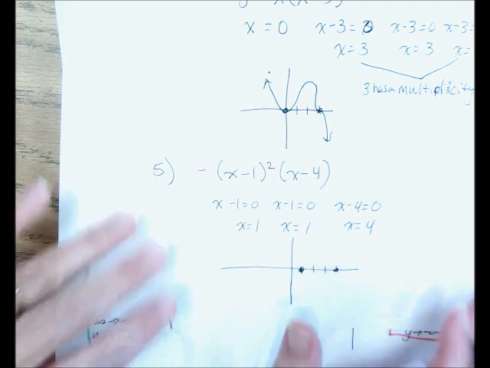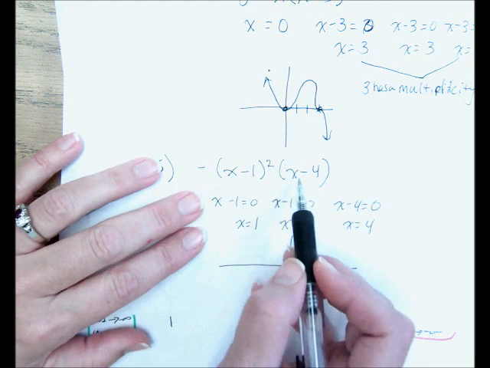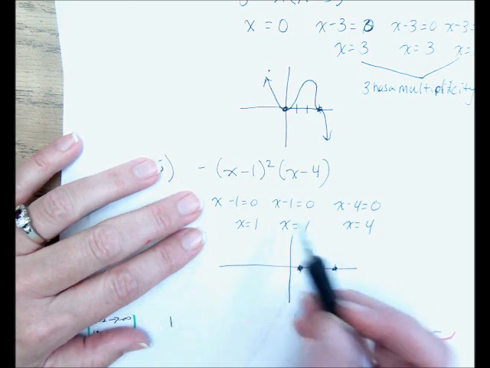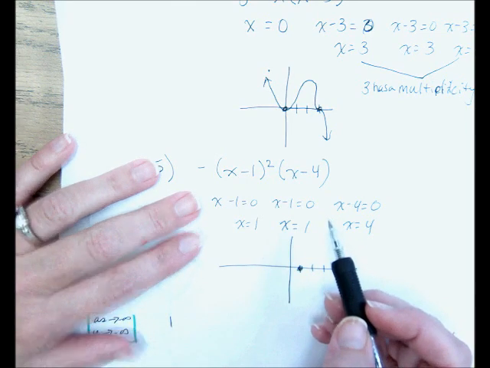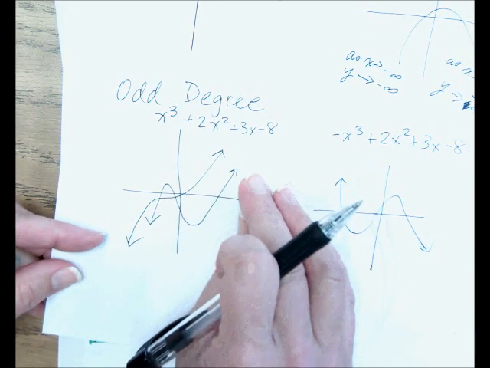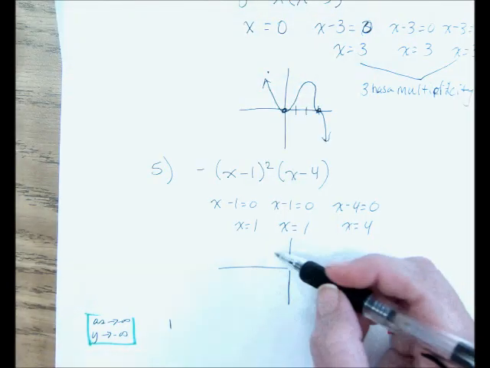Now, looking at my equation, I know I'm going to have an x squared and I'm going to have an x, and x squared times x is x to the third, so it's odd. So if it was a positive odd, it would start low and end high. But it's a negative odd, so it's going to start high and end low.